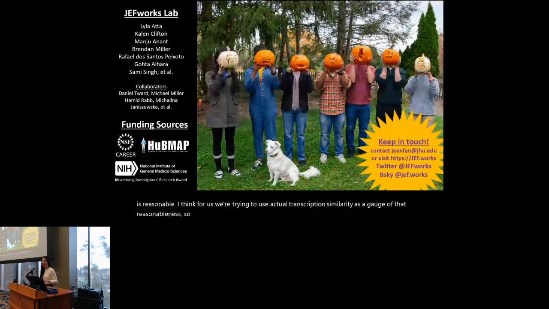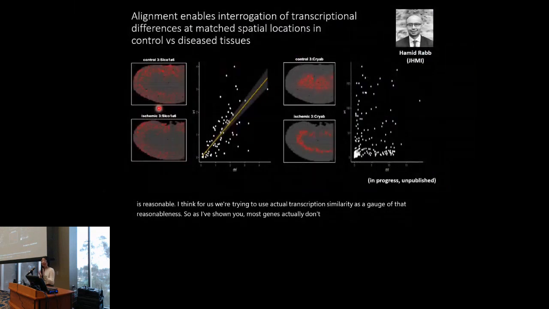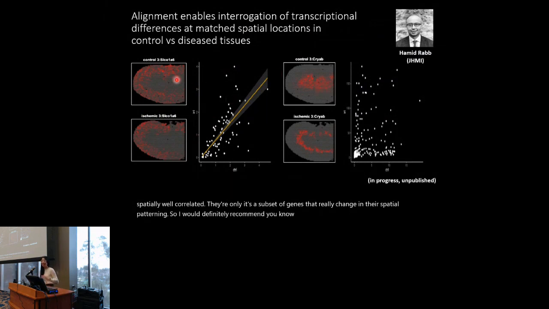So, as I've shown you, most genes, after alignment, are quite spatially well correlated. It's only a subset of genes that really change in their spatial patterning. So I would definitely recommend sanity checking that most, or at least some, of your genes do still exhibit high spatial cross correlation after alignment.